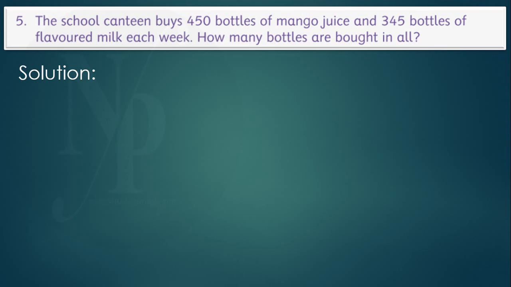We have few word problems here. Question number 5 is, the school canteen buys 450 bottles of mango juice and 345 bottles of flavored milk each week. How many bottles are bought in all?